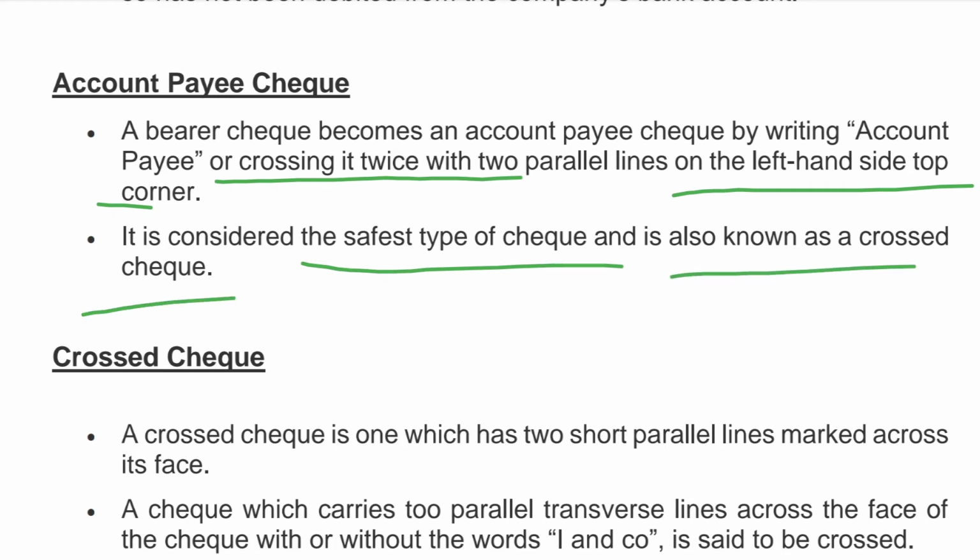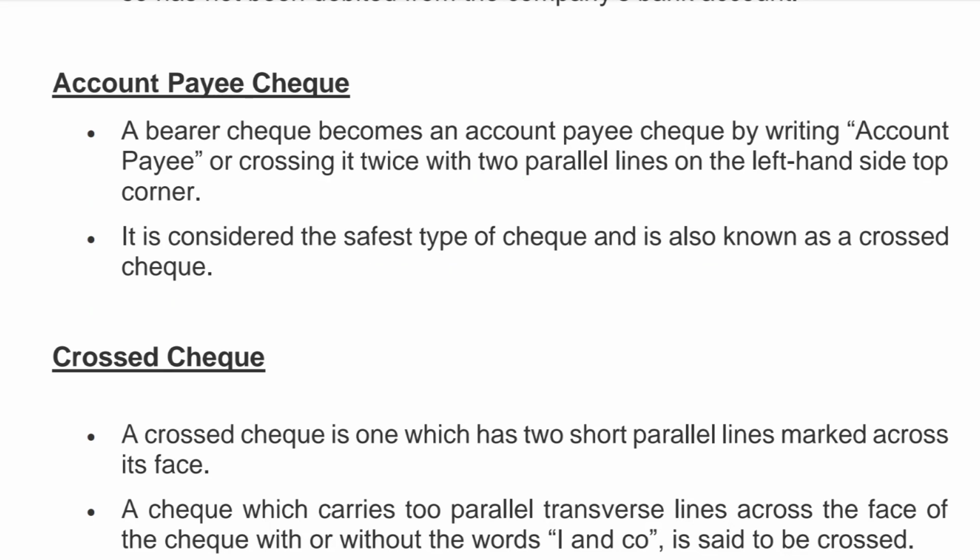It is said to be the safest kind of check because a bearer check is automatically transformed into an account payee check. Say, for example, if I lose a check and a person finds it and tries to encash it, what happens? Since the check has been crossed, the banker directly pays the amount into my bank account. So it is said to be the safest kind of check.